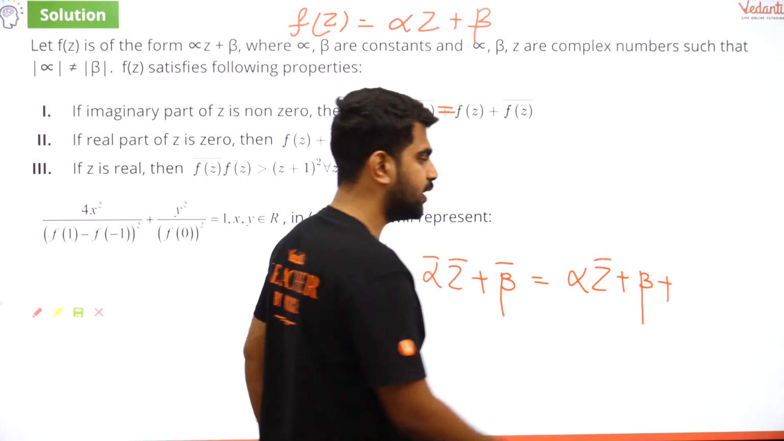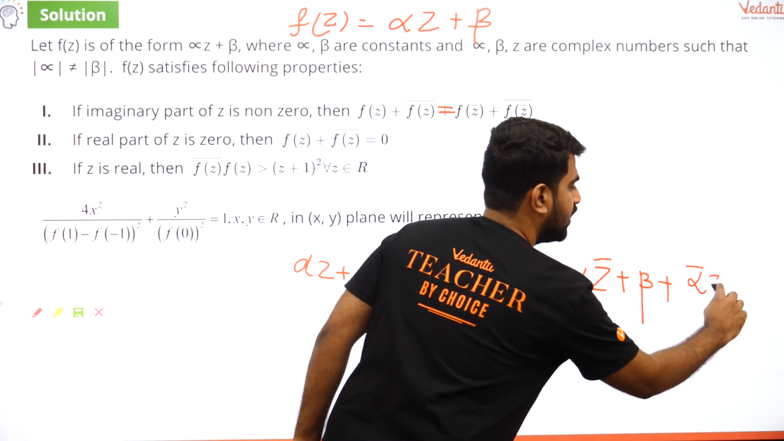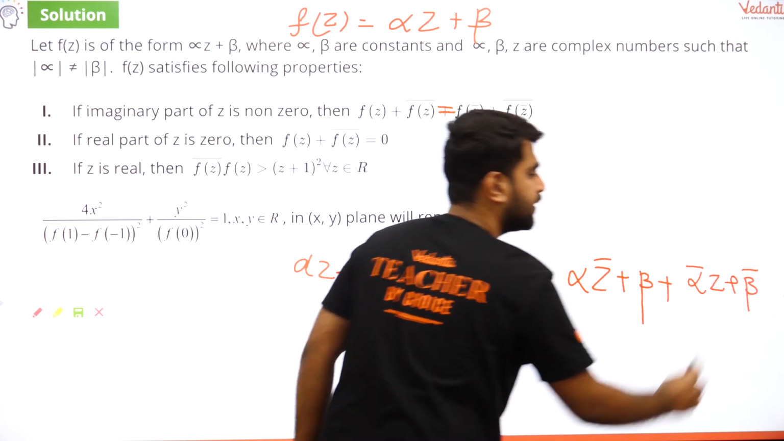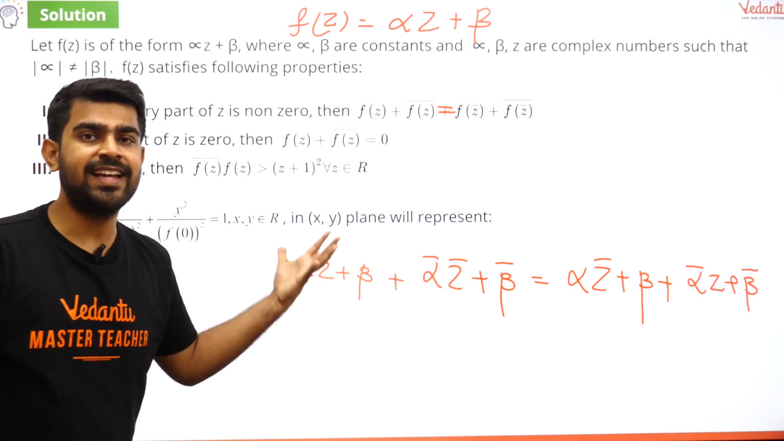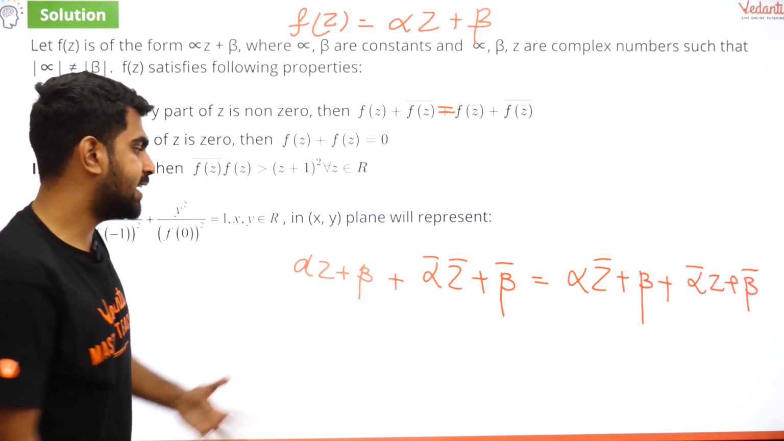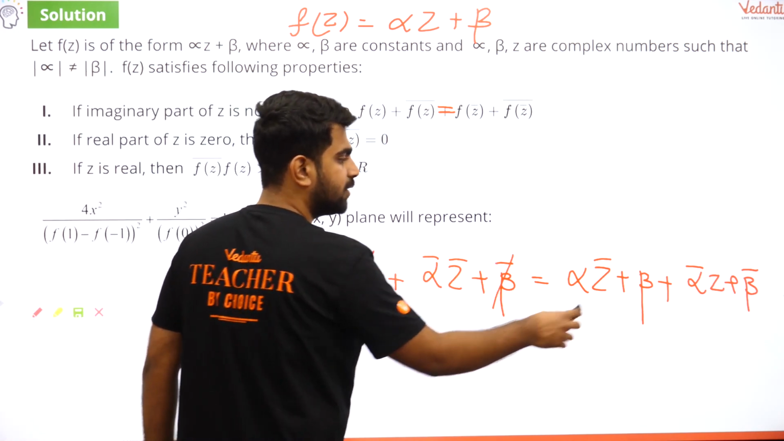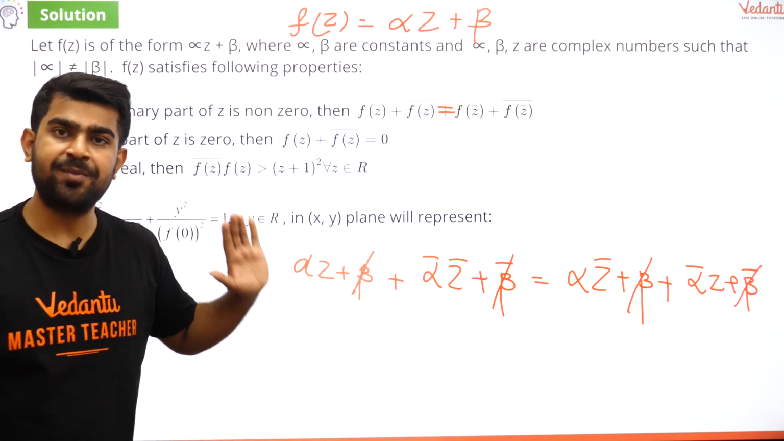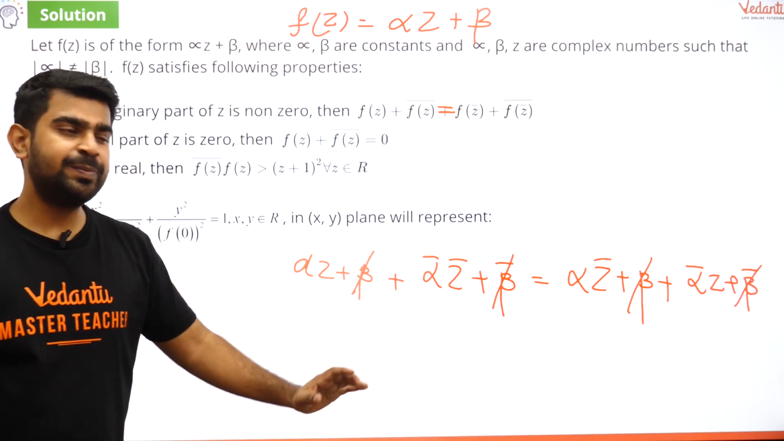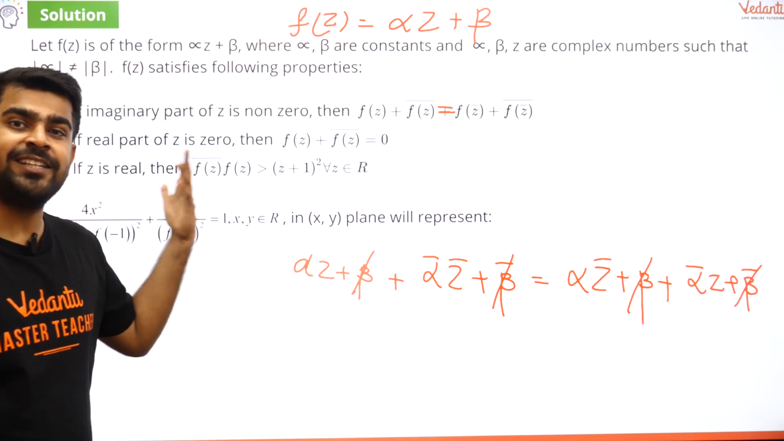I am going to take the whole conjugate. So when I take the whole conjugate of this, what will happen? I will get alpha bar z plus beta bar. That's it. Done. Now I have to get a relation between alpha, beta, whatever it is. I can say directly that beta and beta bar will get cancelled. I'm sure all of you are clear with that. Isn't it simple?